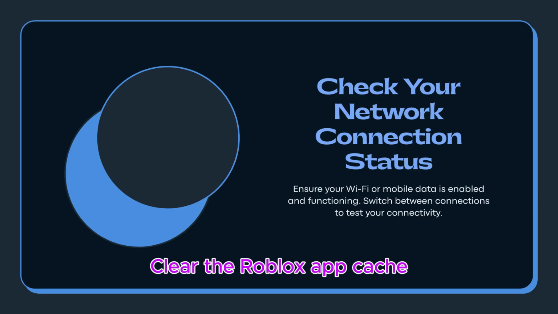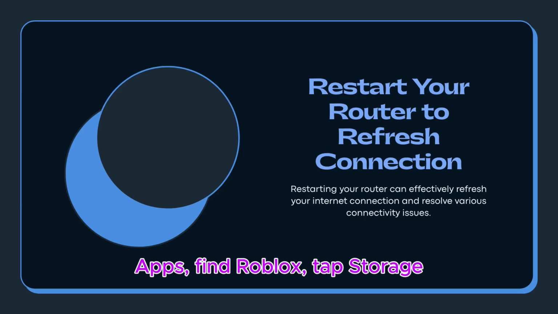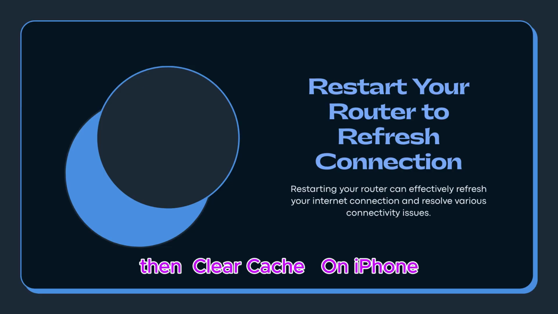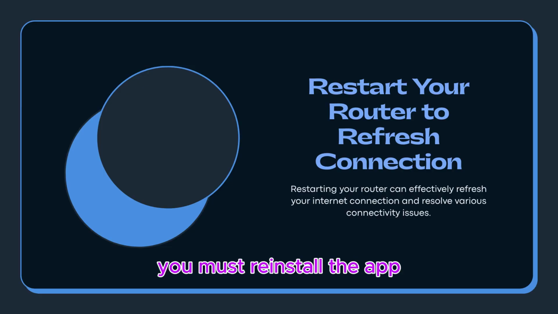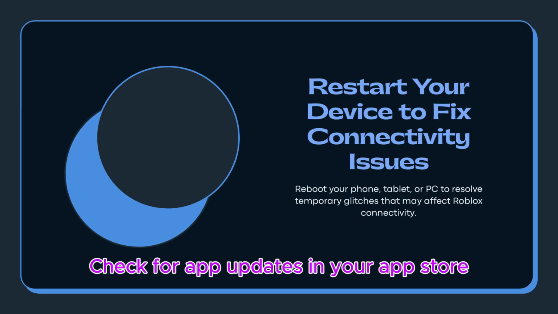Clear the Roblox app cache. On Android, go to Settings, Apps, find Roblox, tap Storage, then Clear Cache. On iPhone, you must reinstall the app. Check for app updates in your App Store.